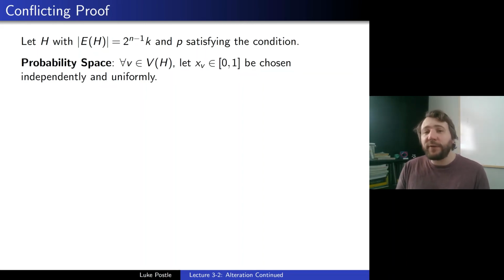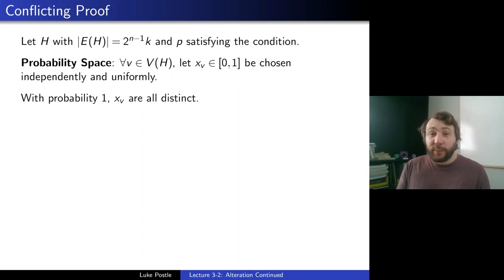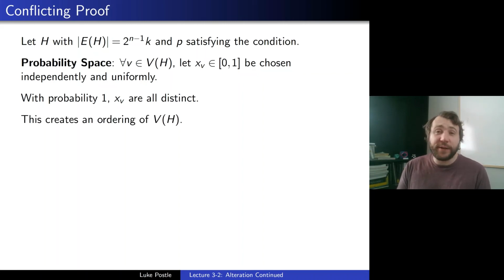So how does this work? For every vertex v of H, we'll let x(v) in [0,1] be chosen independently and uniformly. If you tell each vertex a time to arrive between 0 and 1 and order them that way, that's one equivalent way to build a random ordering. With probability 1, I'll mention, the x(v) are all distinct, because it happens with measure 0 that two would get the same label if we're in the reals. All right, so this creates an ordering of V of H.